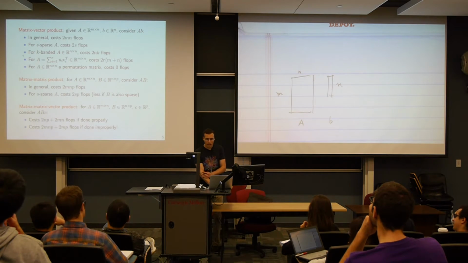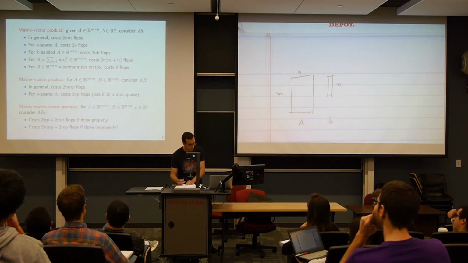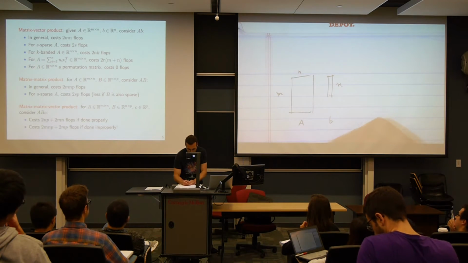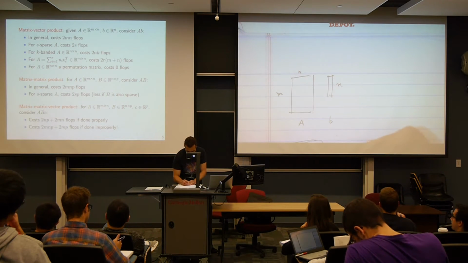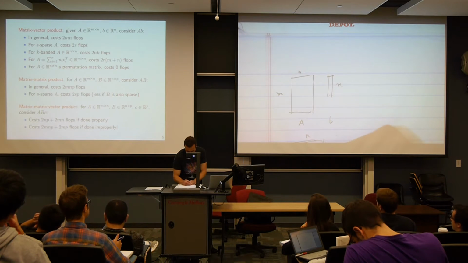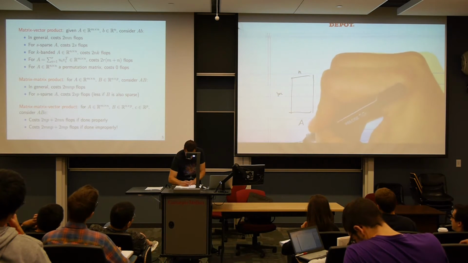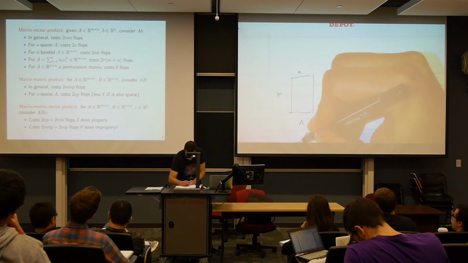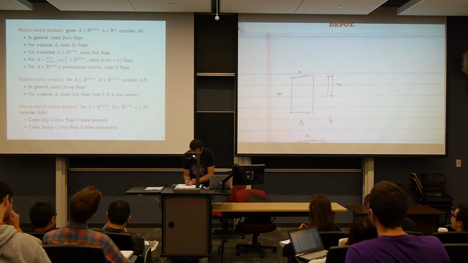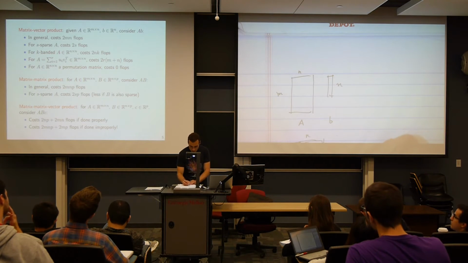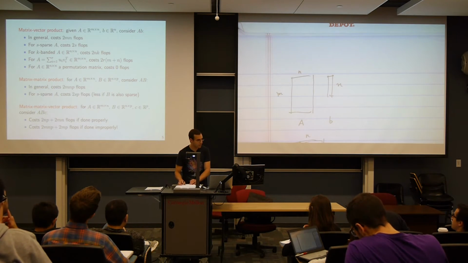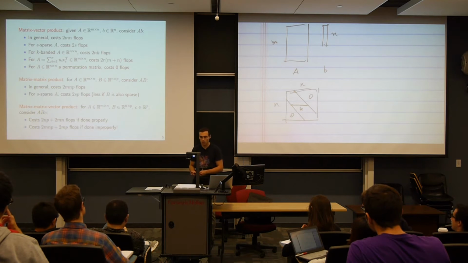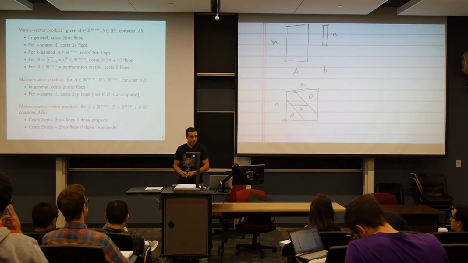How about if A is banded? So a k-banded matrix means one that has, we typically think of them as square, but k-banded just means that in any row, there are only k non-zero entries. And these are all zeros. That's what a k-banded matrix looks like. In any row, there are only k non-zeros.